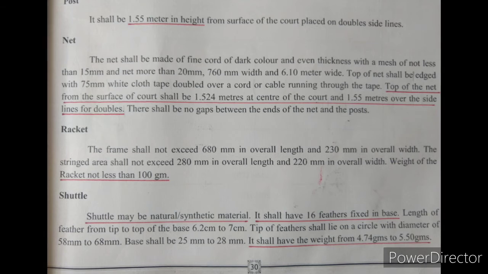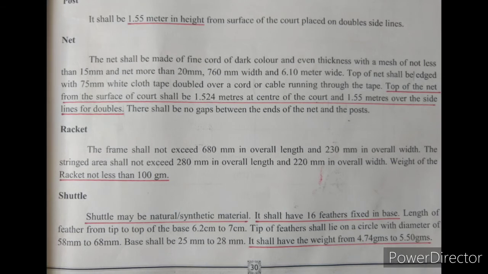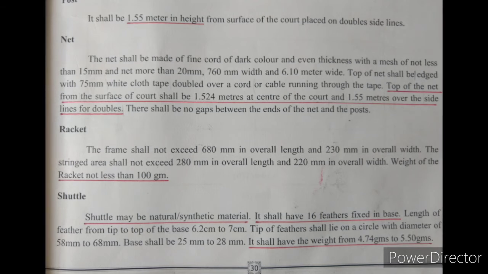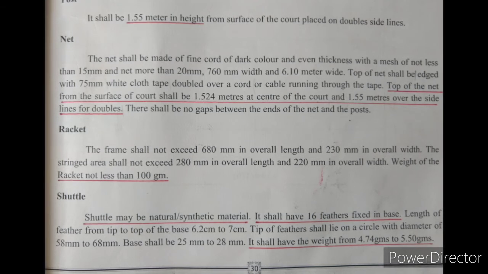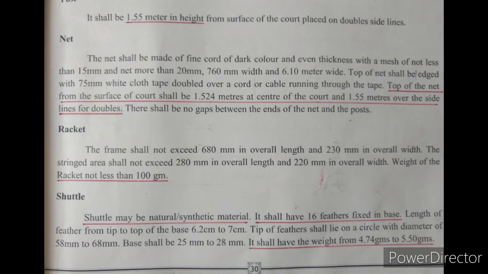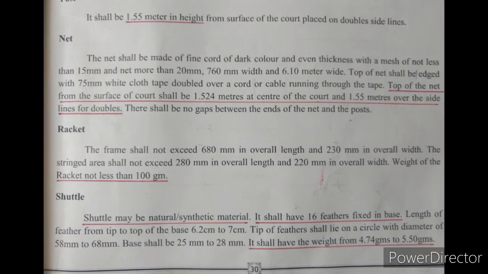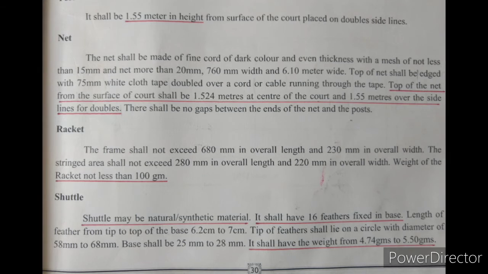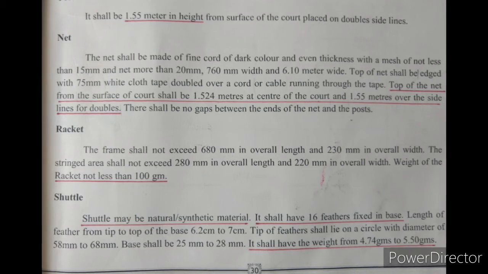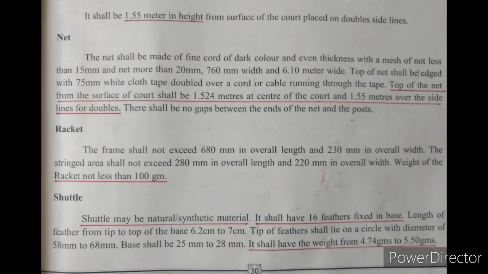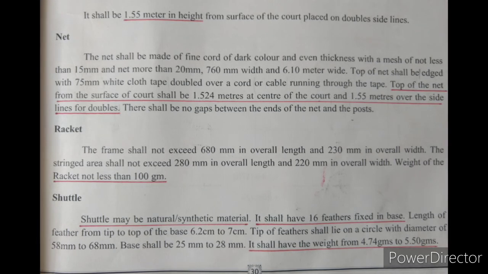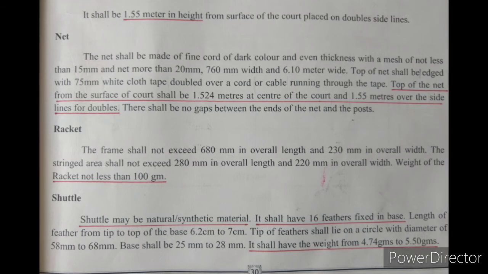The third one, racket. Weight of the racket not less than 100 grams. The next, shuttle. A shuttle may be natural or synthetic material. It has 16 feathers fixed in base. It weighs from 4.74 grams to 5.50 grams.